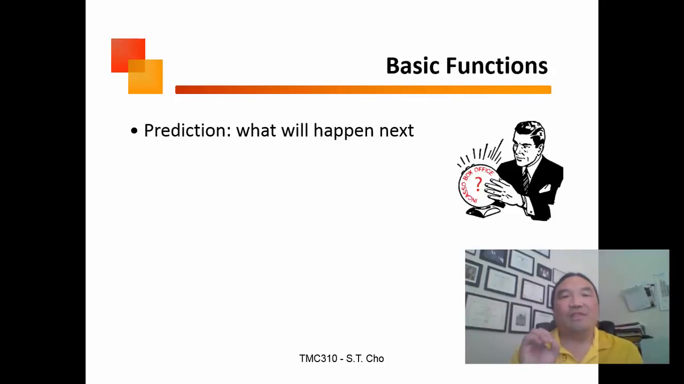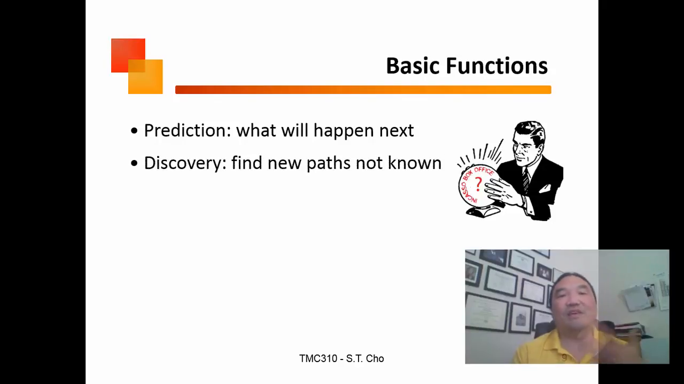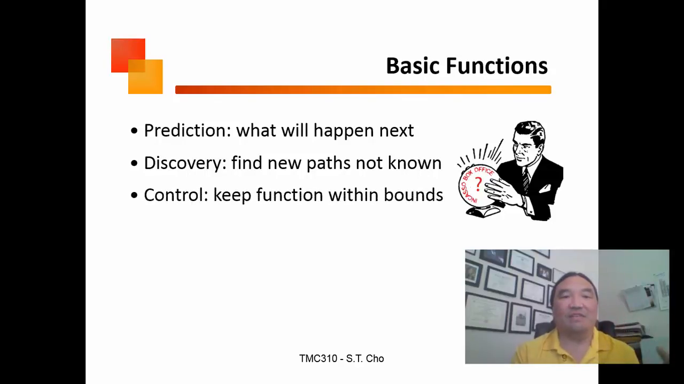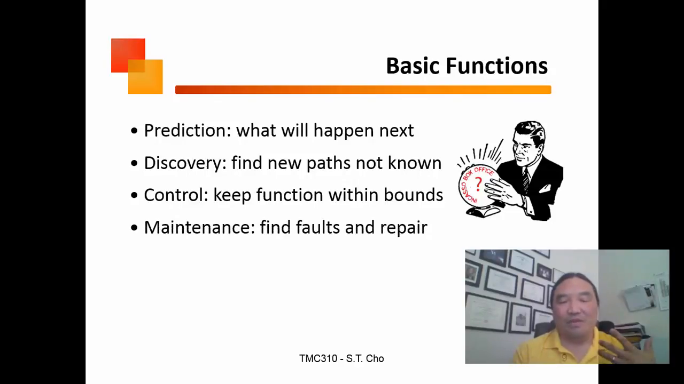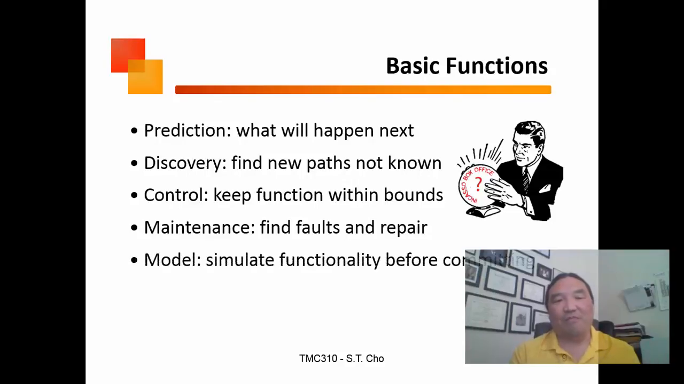Now, what are the things that people use math for? We use it for prediction. We use it for discovery. Looking at data, can I find things that I didn't know existed before? We use data for control. We like to keep things within certain bounds. We use it for maintenance, to find fault repairs.